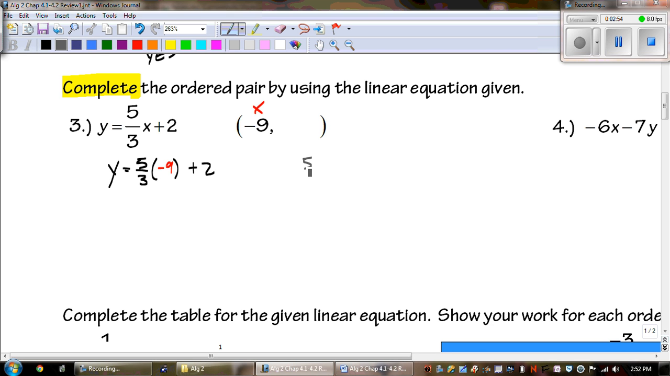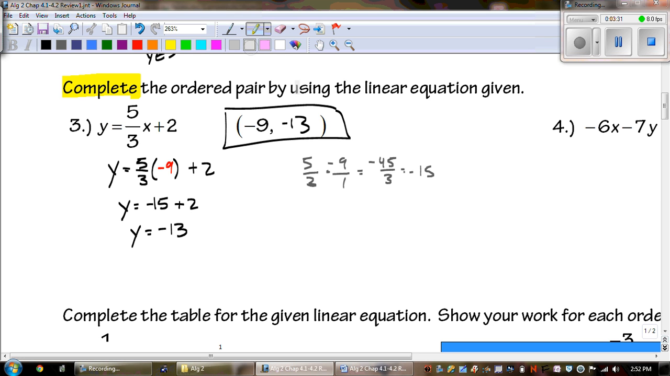Now off to the side, if you want to do 5 over 3 times negative 9 over 1, 5 times 9 is 45, and it's going to be a negative 45 over 3. And 3 goes into 45 15 times. So we get y equals negative 15 plus 2. And negative 15 plus 2 is negative 13. So after completing the ordered pair, our final answer is negative 9, negative 13.